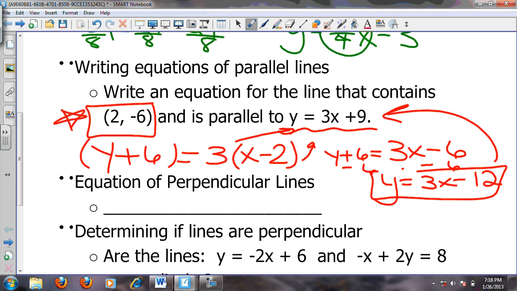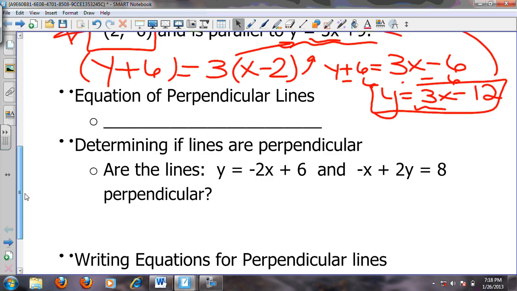How do we know that it's parallel? Because parallel lines have the same slope, and both of these lines have a slope of 3. Okay? Let's determine if lines are perpendicular.